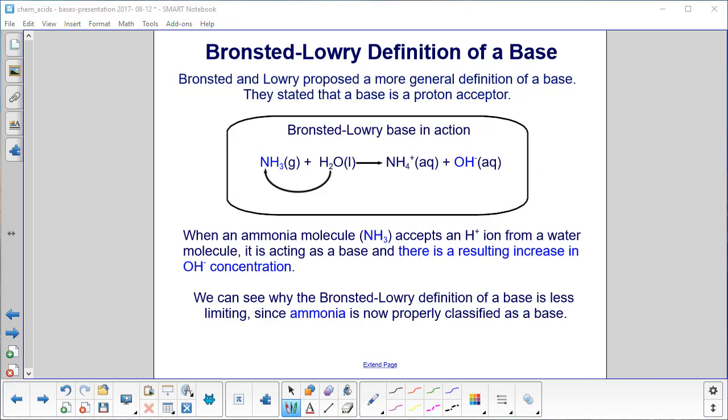Bronsted and Lowry, again independently, then proposed a more general definition of a base. They stated that a base is a proton acceptor. An acid donates a proton, so a base accepts one. So here's an example. We have an ammonia molecule, and it will take an H+ ion from the water, and another name for an H+ ion is proton. So it's acting as a base, and there is a resulting increase in hydroxide concentration. So we can see why this is a less limiting definition, because now ammonia is properly classified as a base, even though ammonia doesn't have the OH inside of it, but it is a base, and this definition fits better.